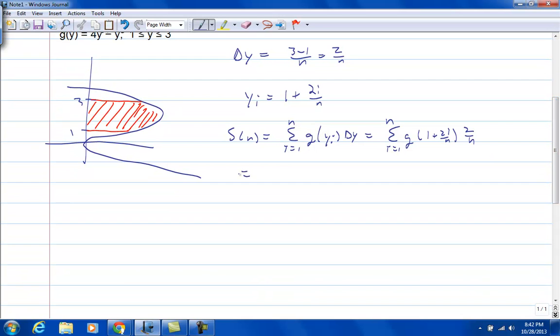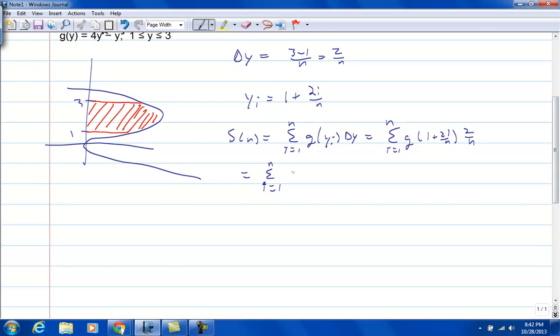So it's going to be the sum as i goes from 1 to n. That's an i, by the way, not a t. Of, well, what's our g? Our function, as it says up there, was 4y squared minus y cubed. So it's going to be 4 times, and instead of y we have 1 plus 2i over n, so 1 plus 2i over n squared, minus 1 plus 2i over n cubed. We're going to multiply that quantity by 2 over n.